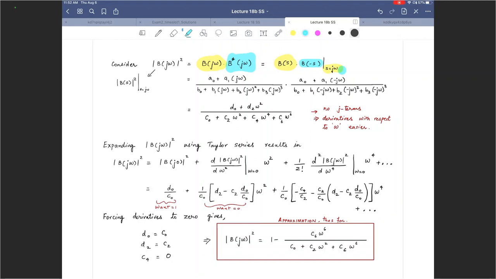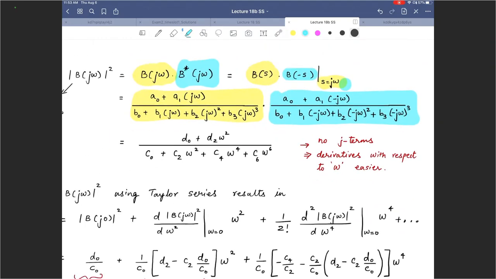So I will take the generalized transfer function B(s) from before. I will plug in jω for s, and I get that. And I will do that for minus s, and I will get that for the blue term there. Once I do that, I will multiply, and because these are complex conjugates, the j terms will cancel out. And what you will be left with is a new frequency response, which is now the magnitude squared of B(jω), but no j terms.